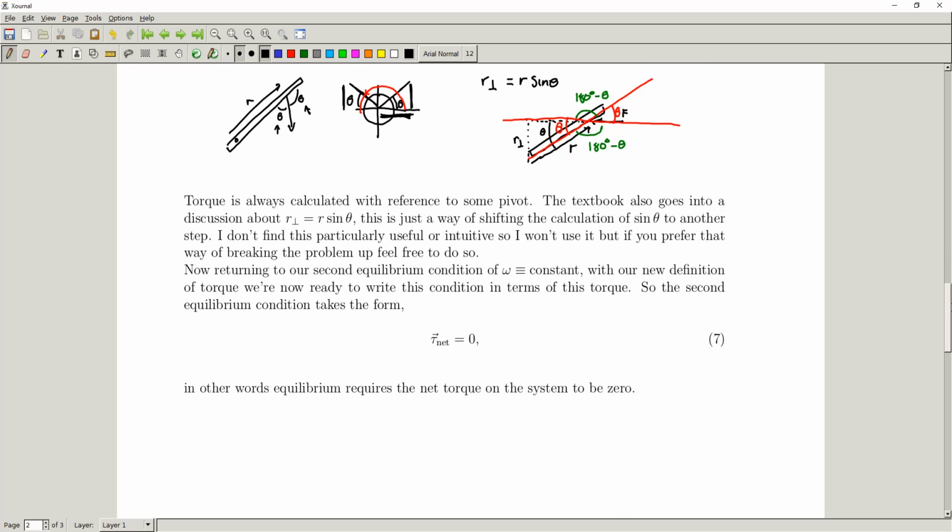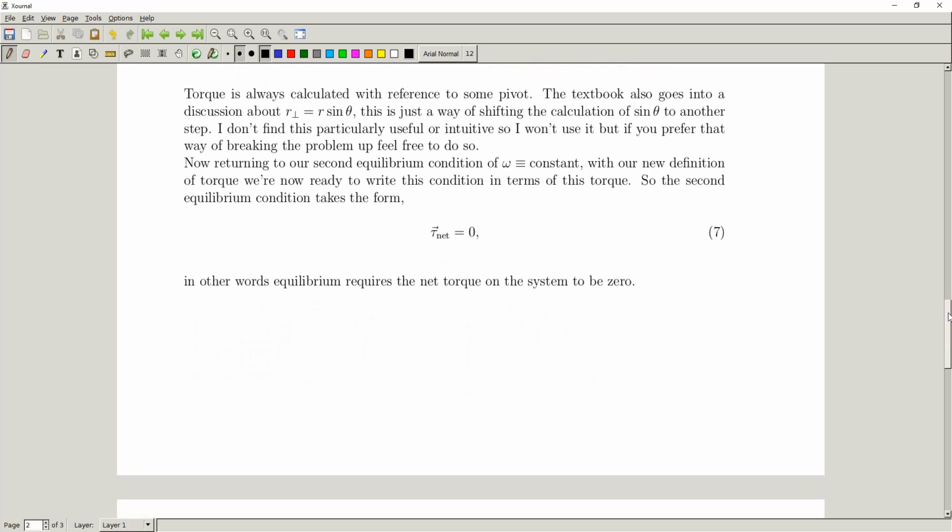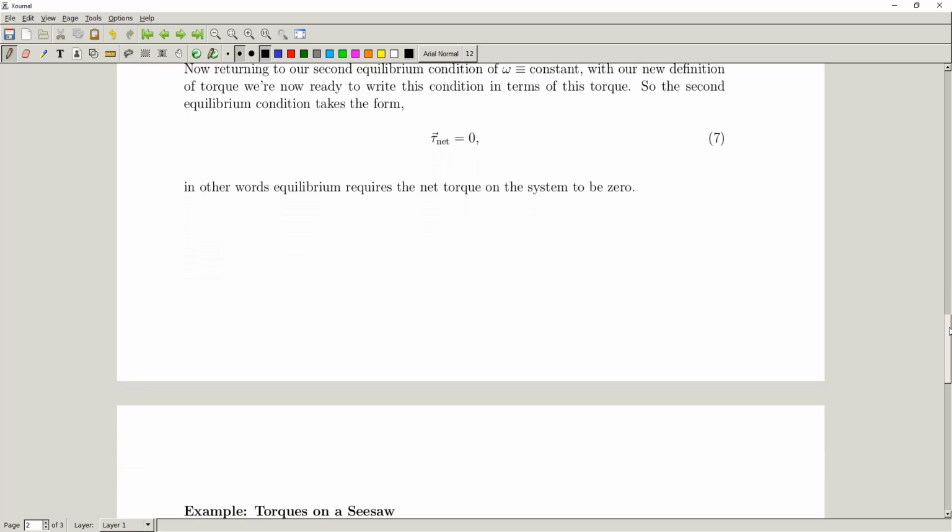Now that we have this idea of tau, of our torque in mind, we can rephrase this second equilibrium condition in terms of torque. The second equilibrium condition becomes that we require that there are no net external torques on the system. We require a net external torque of 0 on the system. This will ensure that we don't have any changing angular velocity, right? So our omega will stay constant if we have no net external torque on the system.